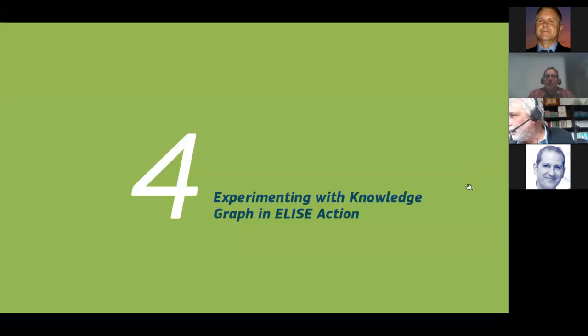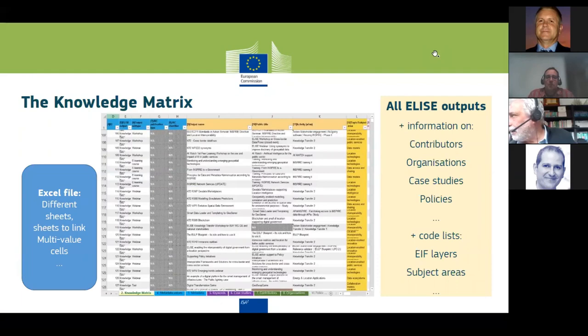For this, we started by creating a knowledge matrix, which is more or less a list of all the outputs that were produced, but with a lot of attributes and a lot of linked fields. It's an Excel, but it's not really a structured database in itself because there are different sheets. Sometimes it starts at different lines. Sometimes only a few columns belong to each other and the column next to it is already another object or another code list. There are cells that contain multiple values.